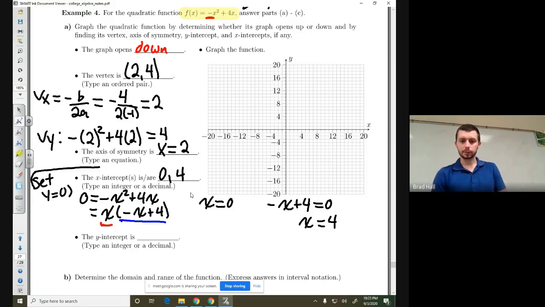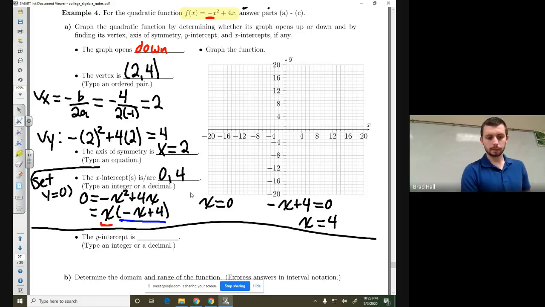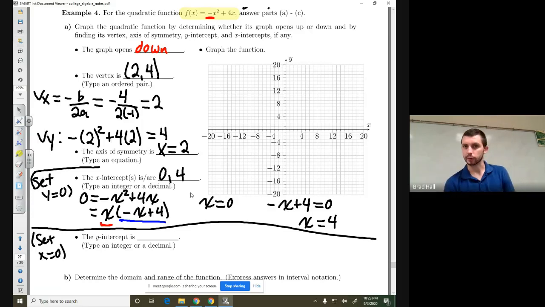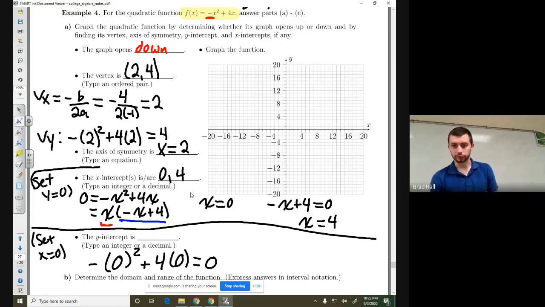The y-intercept, what we have to do is set x equal to 0. So again, this one is the easier one, in my opinion. Every x that we had, we just replace it with 0. And we actually just get 0. So that's pretty convenient.